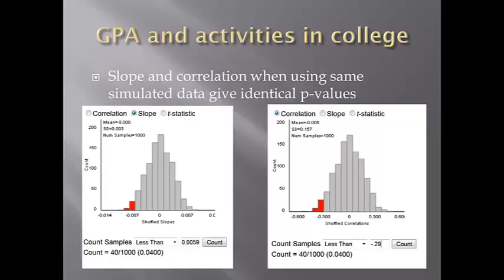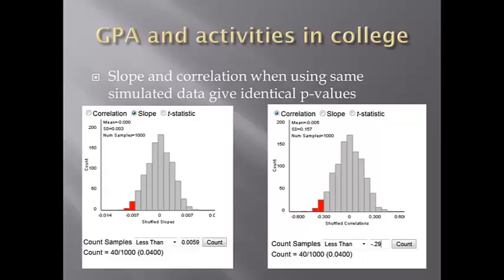We're showing you here the result of the same simulation, the same shuffling of the response variable, using the slope as the statistic and then using the correlation as the statistic. The take-home message is this. You change the statistic, so you change the value of the statistic that you simulate and keep track of each time. In the graph on the left, we see that a slope of negative 0.0059 or less occurs about 4% of the time in this set of 1,000 simulations.